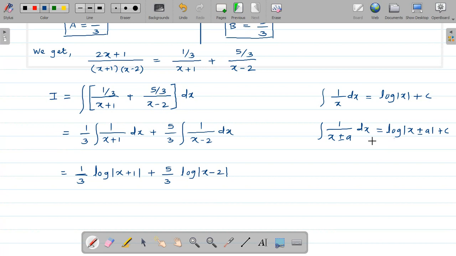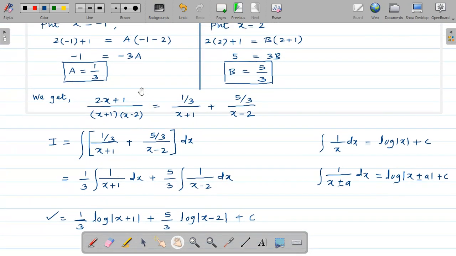Actually we have to divide by the derivative of x plus or minus a, but the derivative of x plus or minus a is 1. So directly you can write the integration of 1 upon x plus 1 as log of modulus of x plus 1 plus 5 by 3 as it is, and the integration of 1 upon x minus 2 will be log of modulus of x minus 2, plus you have to write the constant of integration as c. So the integration is completed. This is by using the partial fraction method.